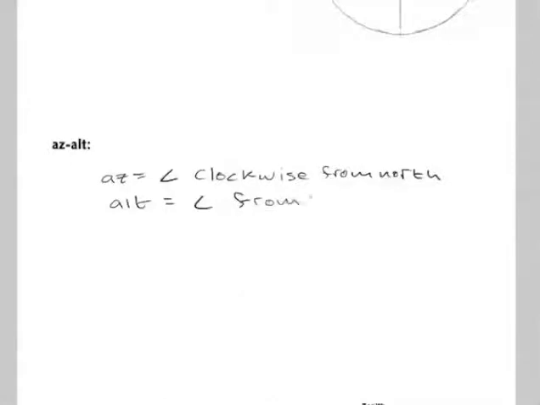The azimuth of an object is the angle clockwise from north of your position. And the altitude is the angle from the horizon, from your local horizon, to the object.